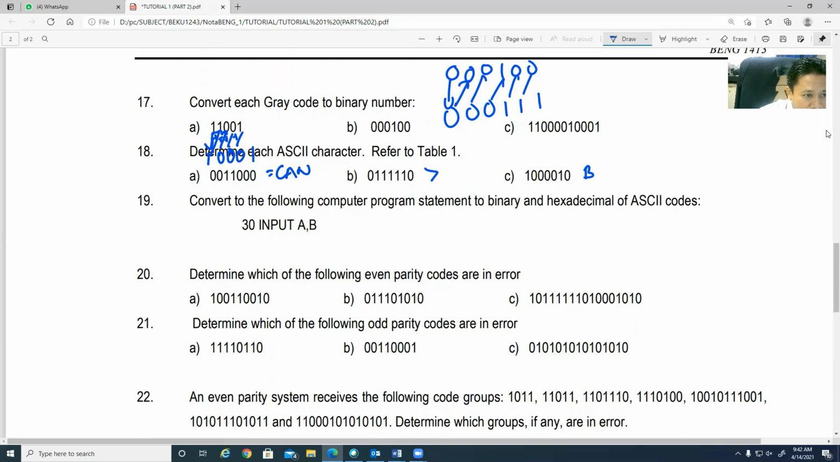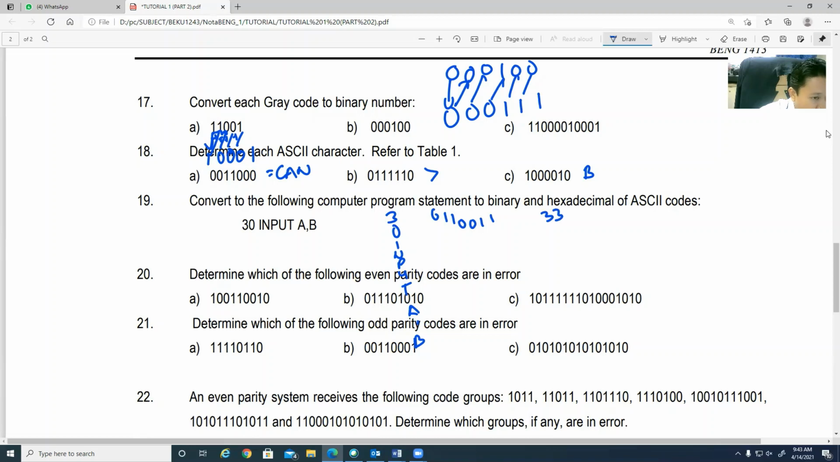Convert the following computer program statement to the binary and hexa of the ASCII table. So you have to convert. First, you have to convert into 3, 0. Space input. Input, then space, then A, comma B. So for example, the binary will be 0, 1, 1, 0, 0, 1, 1, and then for hexa will be 3, 2, 3.